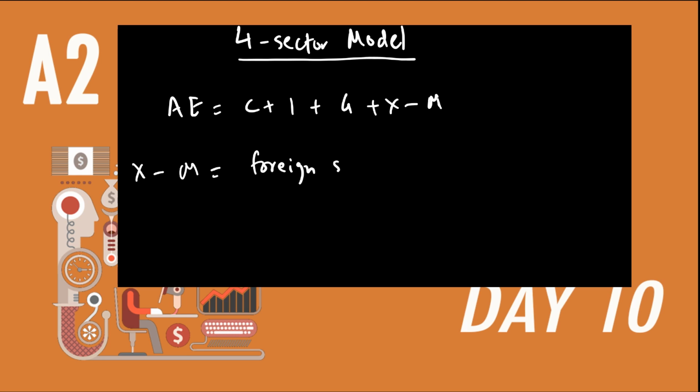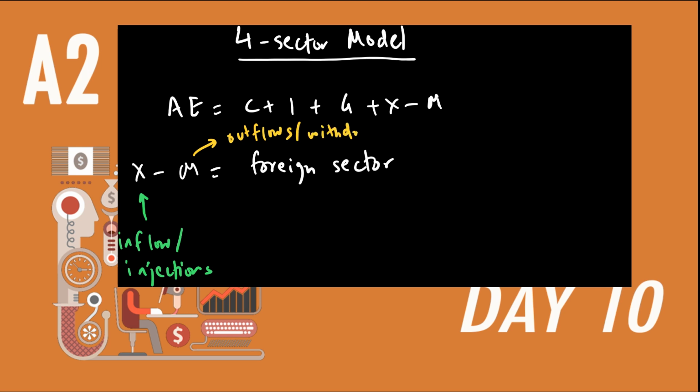When you introduce the foreign sector, we're looking at exports, which result in what we call an inflow of money in the economy. Sometimes we call it injections. Imports result in what we call outflows or withdrawals in the economy. So now we introduce our four-sector model, the open economy with government. This is where our model will complete.